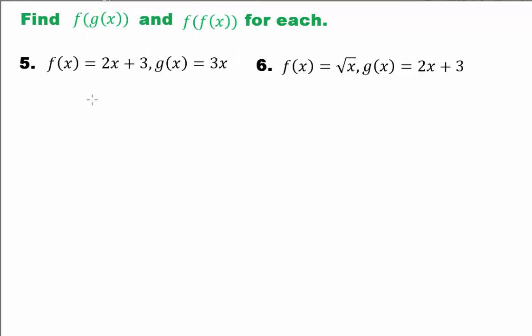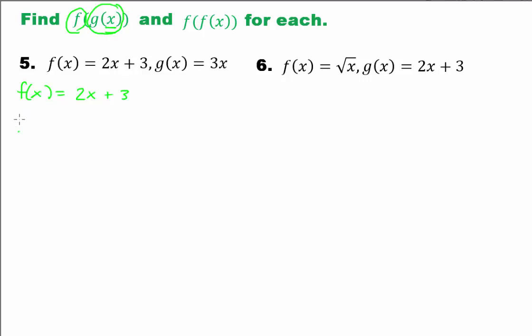For these problems, we're going to find f of g of x and f of f of x for both of these. Now notice here we do not have a value for x. It's a very similar process. However, I'm going to start by looking at the outside function f. So let's start with f of x is equal to 2x plus 3. Now notice here we are evaluating not at x but at g of x.